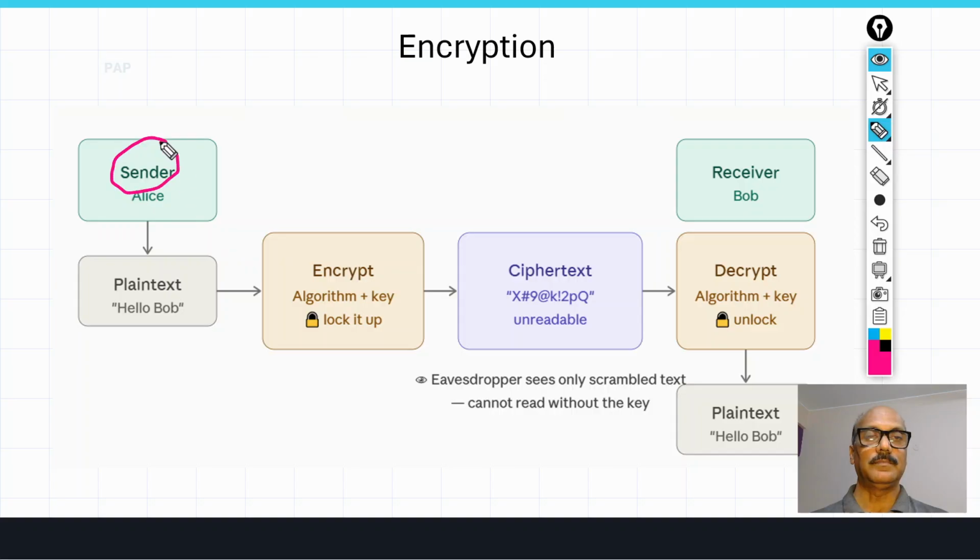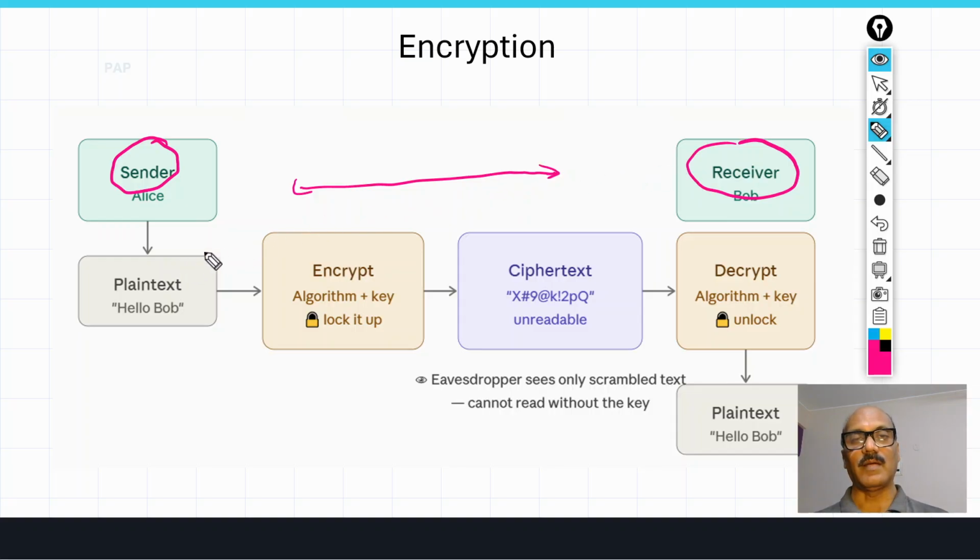You have a sender, you have a receiver. Between them, internet. So they are somewhere across the globe. Let's assume these two are nodes across the globe. The traffic flows through the internet. So these are the assumptions we have made. Suppose sender wants to send a plain text, a text message, let's say as an example, hello Bob.